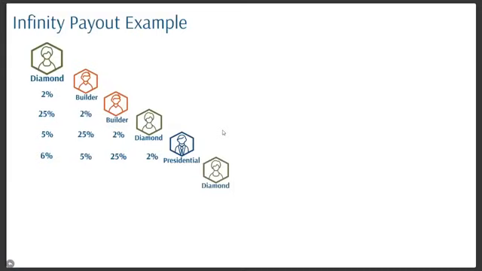So a presidential diamond getting paid on a diamond on the first is going to get 2%. A diamond on a diamond on the second is 25. Builder on a diamond, which is on their third, they're going to get 5. So now what percentage would this builder get paid on a diamond that's on their fourth level? If you said 0, you're right, and you've been paying great attention. Right? A builder only qualifies to receive those first 3 percentages.